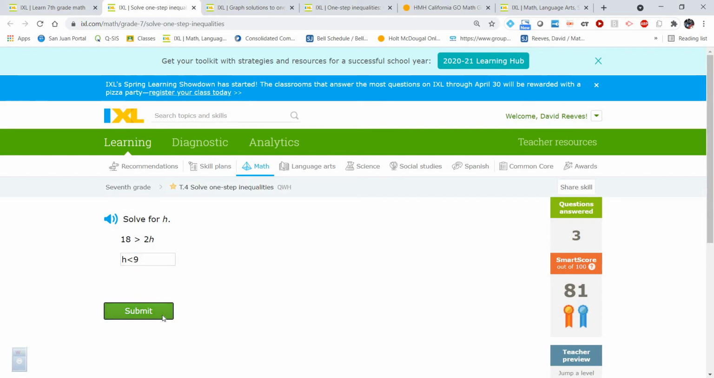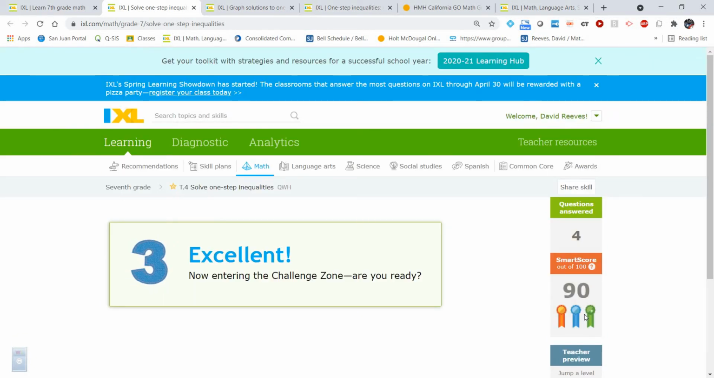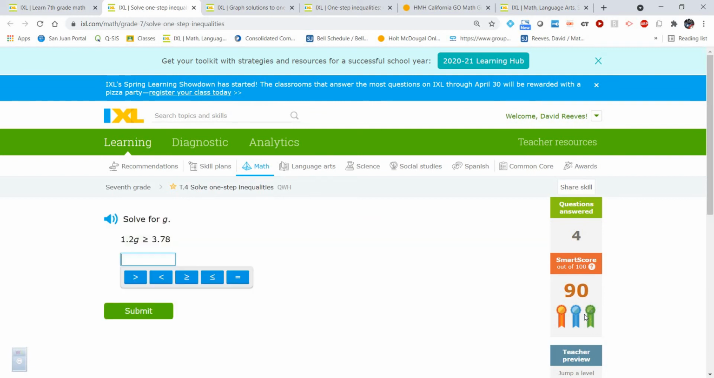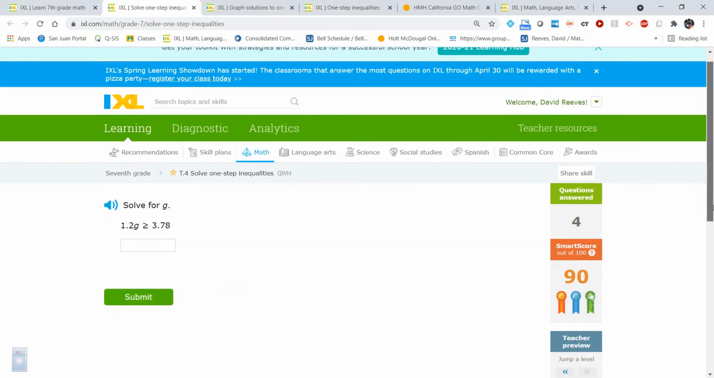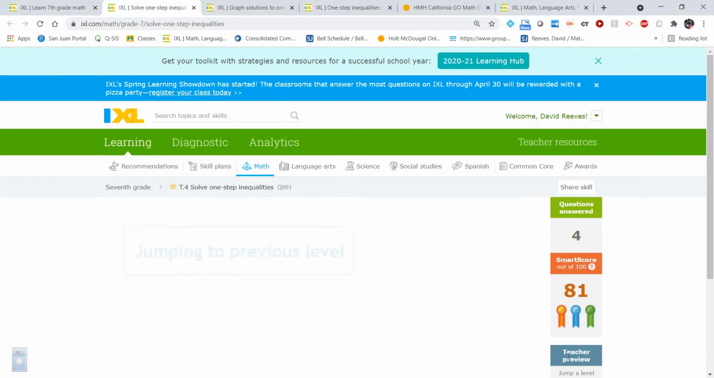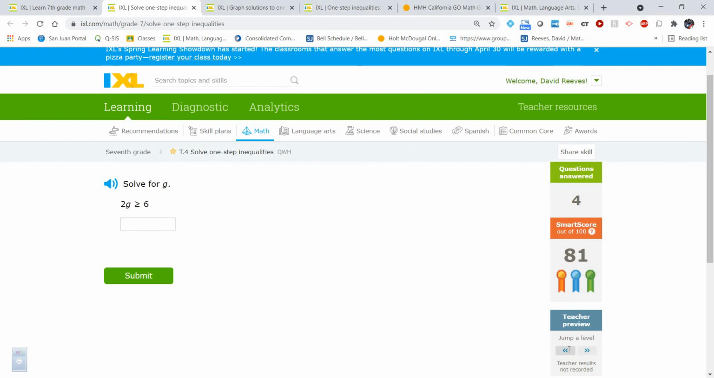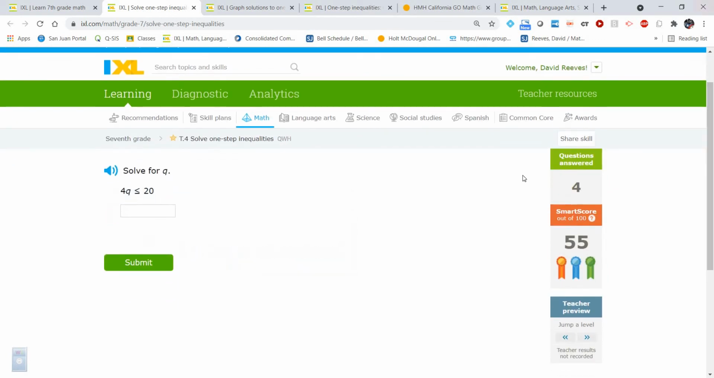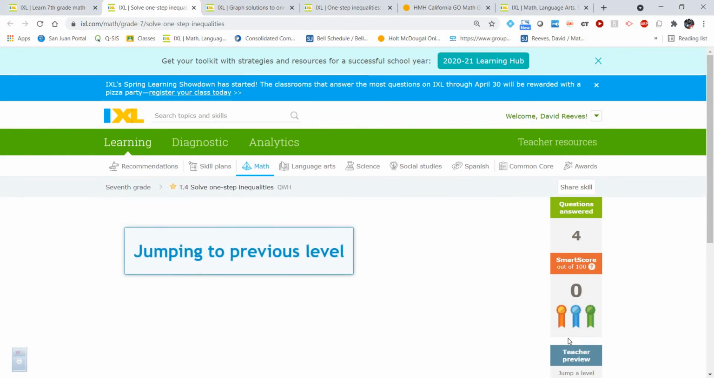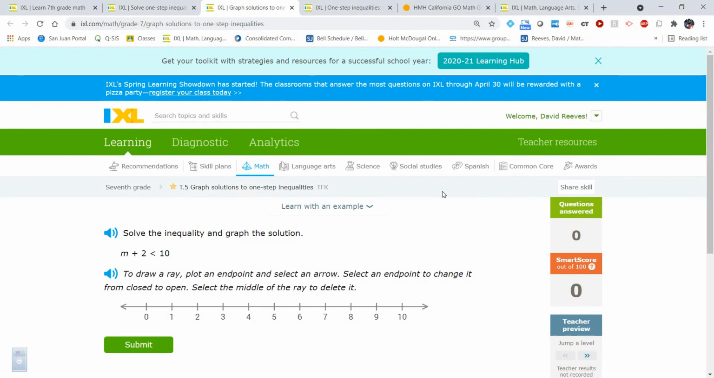I'm hoping they're going to throw a negative. No negative there. Let me jump up and see if when we get to the challenge zone, they're going to throw a negative at us. No, they're throwing a decimal at us. Again, they multiplied, so we would divide. Well, we did not come across any. I'm somewhat disappointed that they did not give us any where we had to multiply or divide by a negative, because if you have to multiply or divide by a negative, you must reverse the inequality sign. Well, let's just go on to the next skill then.